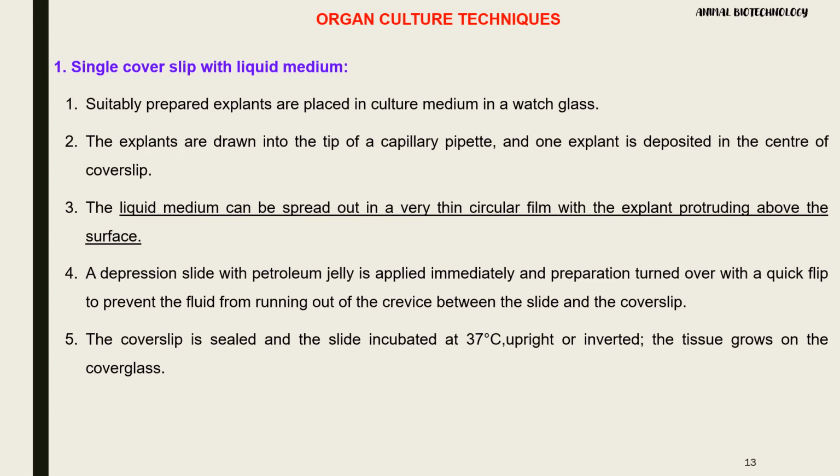Next, a depression slide is taken and petroleum jelly is applied onto the sides. The cover slip with the explant is then immediately turned over with a quick flip to prevent the fluid from running out of the crevices between the slide and the cover slip. The cover slip is then sealed and the slides are incubated at 37 degrees centigrade in upright or inverted position. The tissue grows on the cover slip.